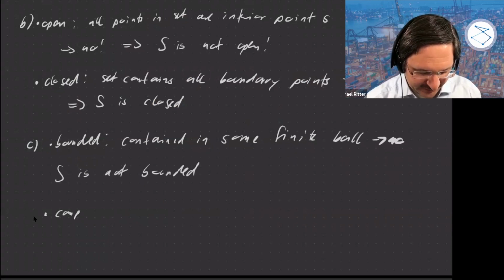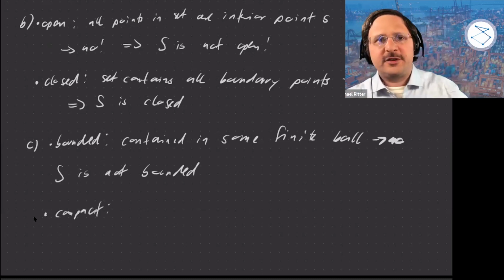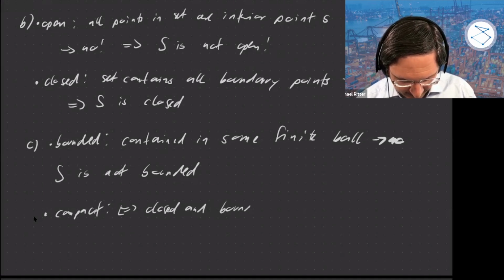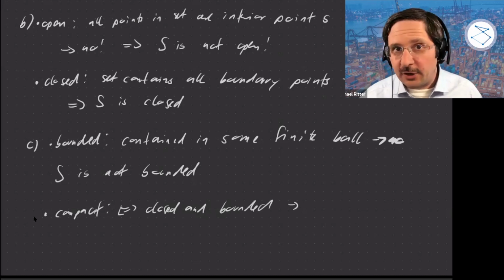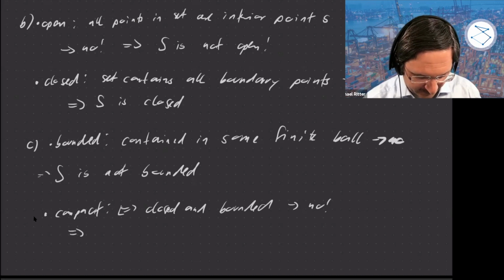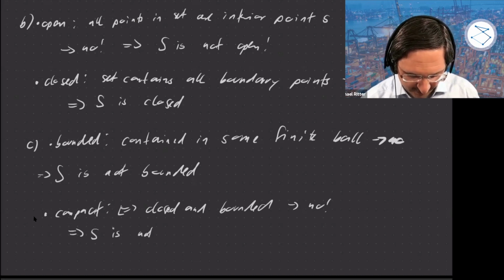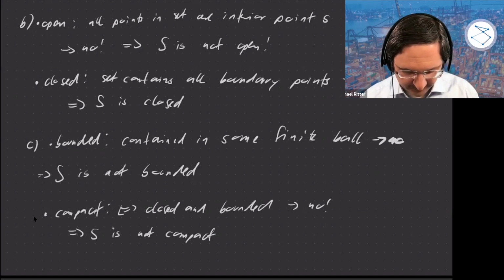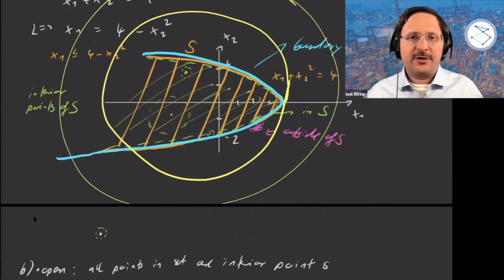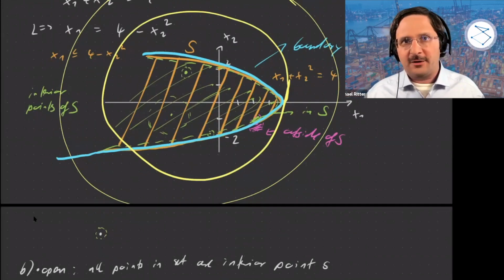And finally, question, is it compact? Now, compact is just a handy abbreviation for closed and bounded. So in this case, the set is closed, yes, but it's not bounded. So it's not both. And that means S is not compact either. Okay, so closed set, not open, not bounded, not compact. Questions?